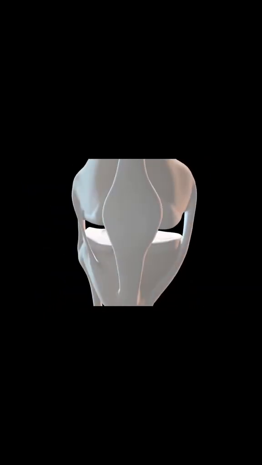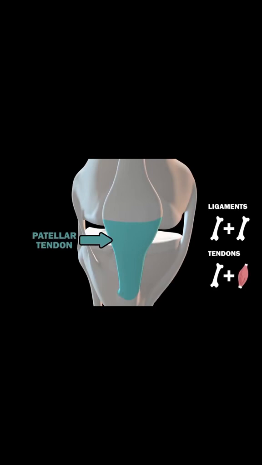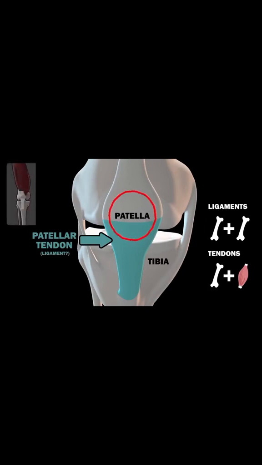Now I'd like to bring your attention to a structure some call a tendon and some call a ligament. As a reminder, the difference between ligaments and tendons is that ligaments connect bones to bones, while tendons connect bones to muscles. Here we have the patellar tendon, which some people call the patellar ligament. The patellar tendon connects the patella, or kneecap, to the tibia. Since these are two bones, shouldn't it be a ligament? Well, this structure is really connecting the quadriceps muscle to the tibia.